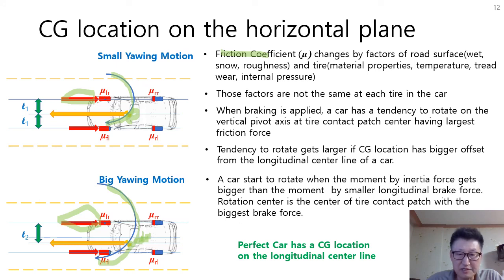The car starts to rotate when the moment by inertia force gets bigger than the moment by the smaller longitudinal brake force. So smaller longitudinal force here. A rotation center is the center of a tire contact patch with the biggest brake force. I hope you can see the small dot here. This is a center of rotation. It's a bigger brake force than this one. In the second picture, this brake force is bigger than this one. So this is the biggest brake force here. And also you can see the small dot here. So the conclusion is that a perfect car has a CG location on the longitudinal center line.